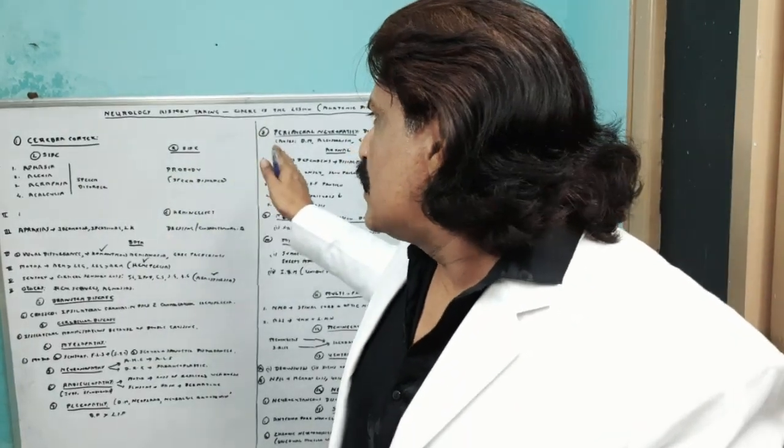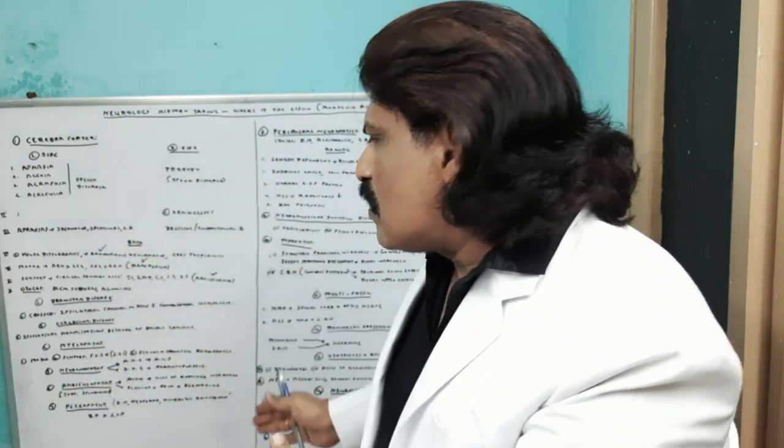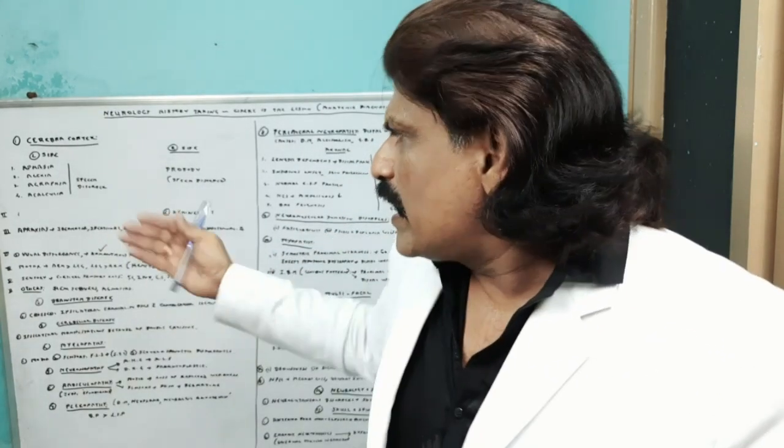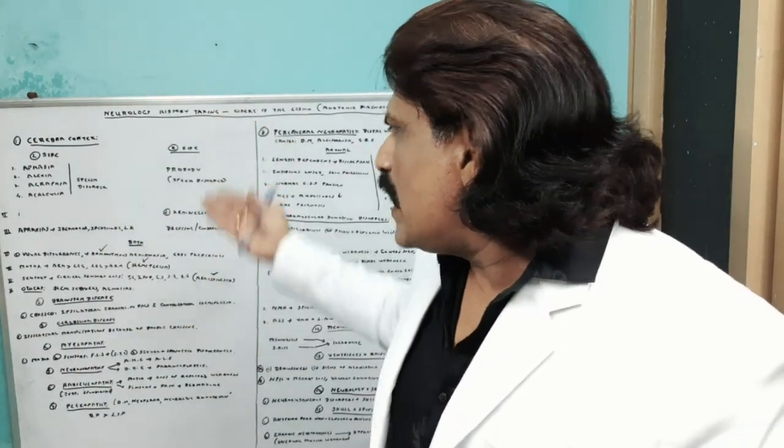So, neurologic history taking, where is the lesion, anatomical diagnosis. So if we go in a methodical step-by-step order, and if we ask these pertinent questions and examine in a systematic way, we can place the lesion, we can find out where the lesion is, the anatomical diagnosis.